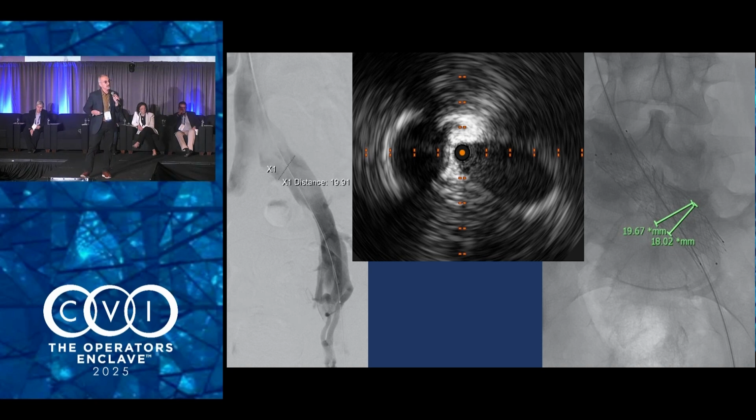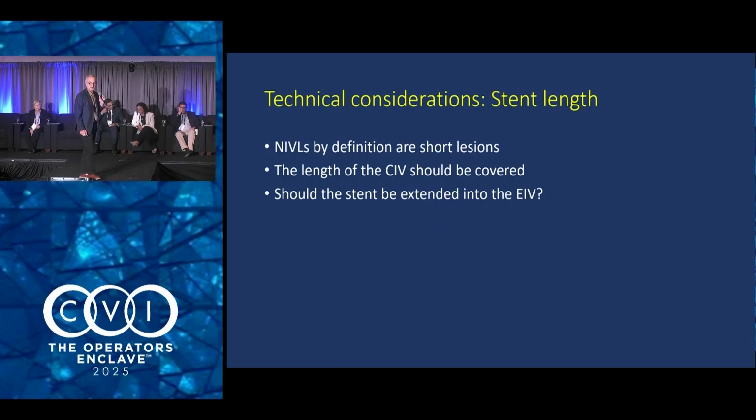Now, in the arteries, it turns out the lower leg is mostly straight. In the veins, it's not. And if you're in the iliacs, you've got those curvatures, so IVUS can oversize slightly. So, technical consideration: stent length.